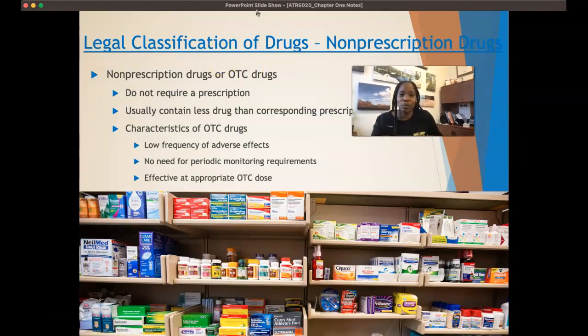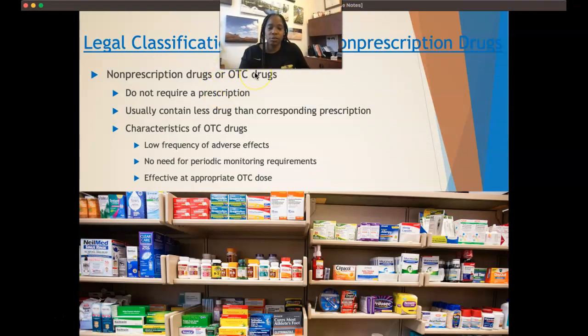The first one are non-prescription drugs, or over-the-counter OTC drugs, right? I've already alluded to this, but as you all are aware, over-the-counter drugs do not require a prescription, which is why we saw that 41.2 billion drugs being purchased, because they are readily accessible to anyone in the United States, probably anyone in the world, right? The great thing about over-the-counter drugs is that there is usually less of the active drug in the actual capsule or pill. And so what does that mean? It means there's less risk for adverse events to happen.